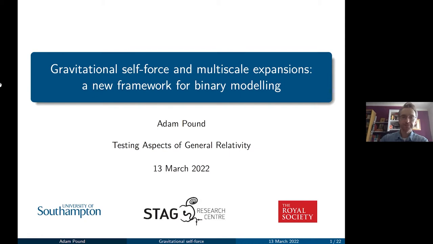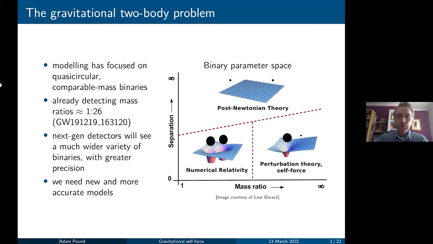So first, let's just think about the gravitational two-body problem and its two most important axes. This is kind of a classic picture that many, many people include in their slides. This is the orbital separation between the two bodies and the mass ratio of the two bodies. This is written as large mass over small mass, so it goes from one to infinity. Throughout most of the talk, I will instead consider small mass over large mass.